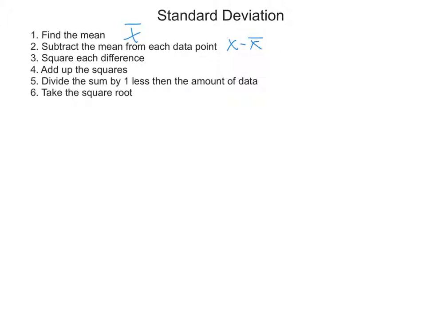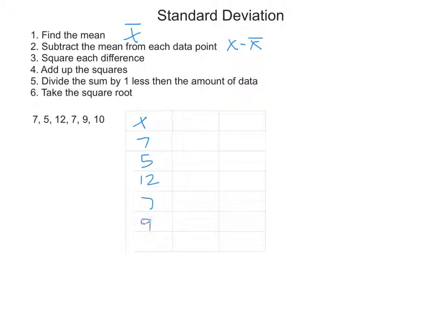The easiest way to do this is to create a chart to organize your information. So let's say we want to find the standard deviation of this data, 7, 5, 12, 7, 9, and 10. So the way we set up our chart is going to look as follows. In the first column, we're going to have our x, and in this case, our x's are 7, 5, 12, 7, 9, and 10. They really can be put in any order that we want. And then in this column, we're going to have our x minus x bar.